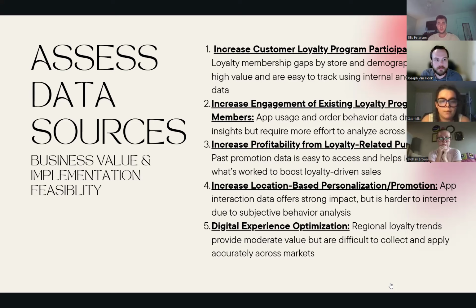Now, moving on to use case 5, which is digital experience optimization. Here, when it comes to optimizing the app and digital experiences, we found that the business value is moderate because things like app issues and digital engagement are important, but they don't directly affect loyalty participation as strongly as the other use cases I previously mentioned. And on top of that, implementation feasibility is lower because this data often comes from external sources and app performance metrics that aren't always easy to isolate or interpret.